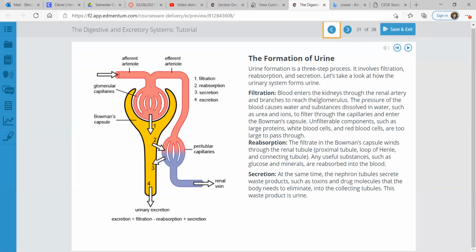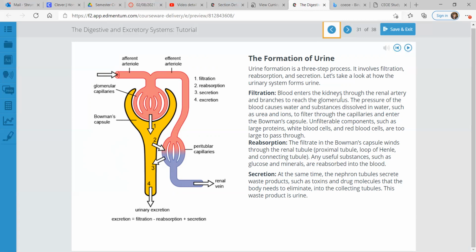The formation of urine is a three-step process. We have filtration, reabsorption, and secretion. Filtration: blood enters the kidneys through the renal artery and branches to reach the glomerulus. The pressure of the blood causes water and substances dissolved in water, such as urea and ions, to filter through the capillaries and enter the Bowman's capsule. Unfilterable components such as large proteins, white blood cells, and red blood cells are too large to pass through.